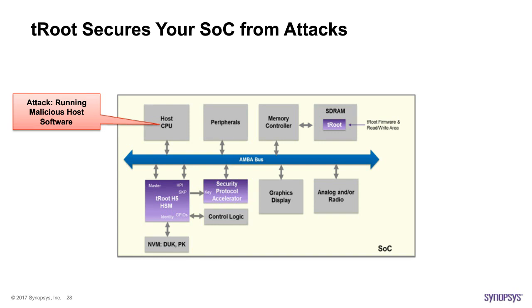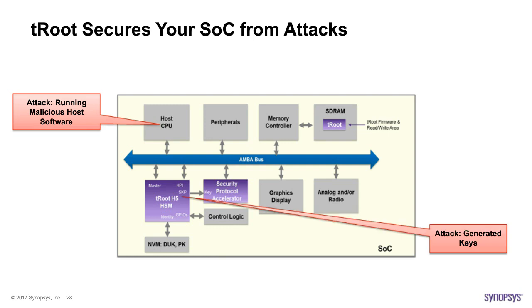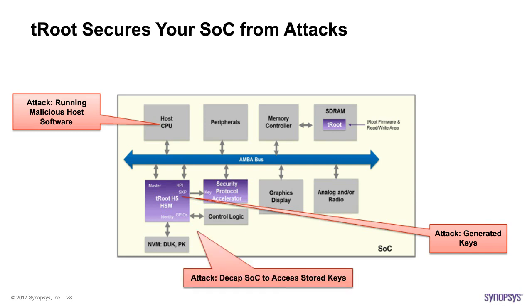Keys that are generated or stored in tRoot H5 are protected and remain confidential to the rest of the system. The tRoot H5 even supports loading a secure key port, which can be read by an external processor to decrypt and encrypt packets. This will protect against attacks that are trying to get access to the key material. So even decapping the SoC will prevent an attacker from getting at the tRoot keys.